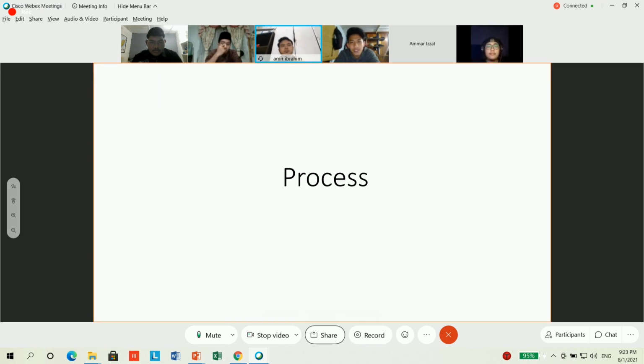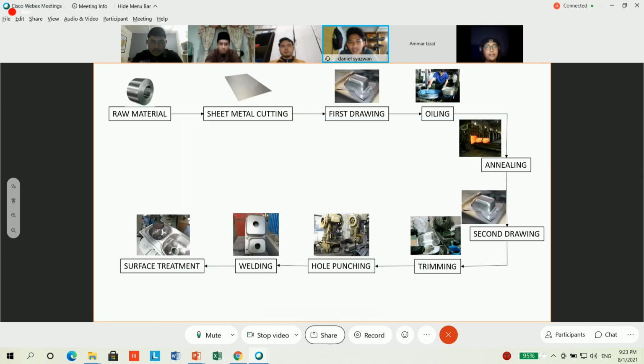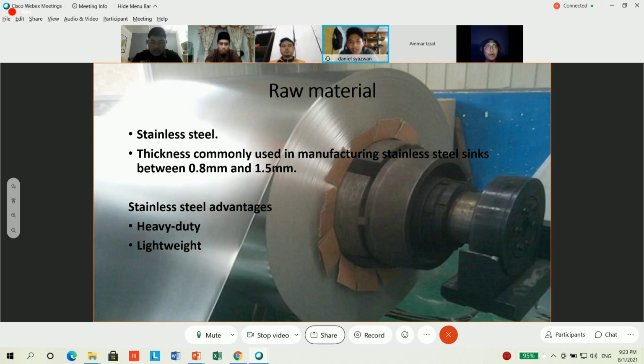My name is Mohamad and Syazwan. I will talk about the flow process in making of kitchen sink. This is the flow process from raw material to the final product. Next. The first one is raw material.